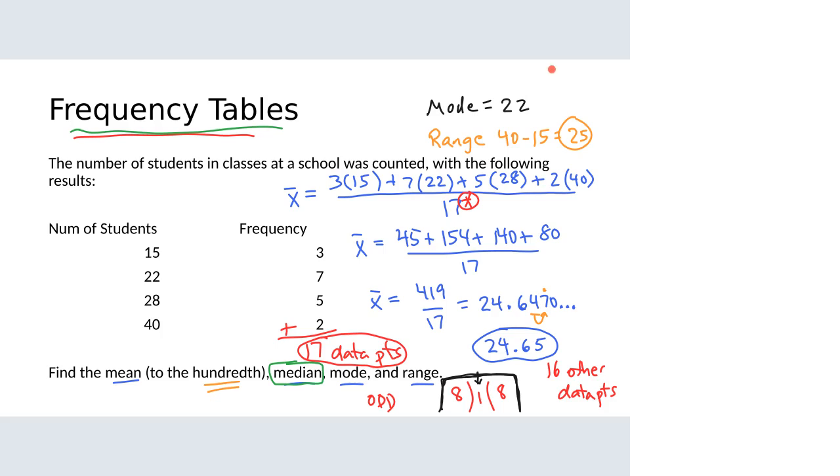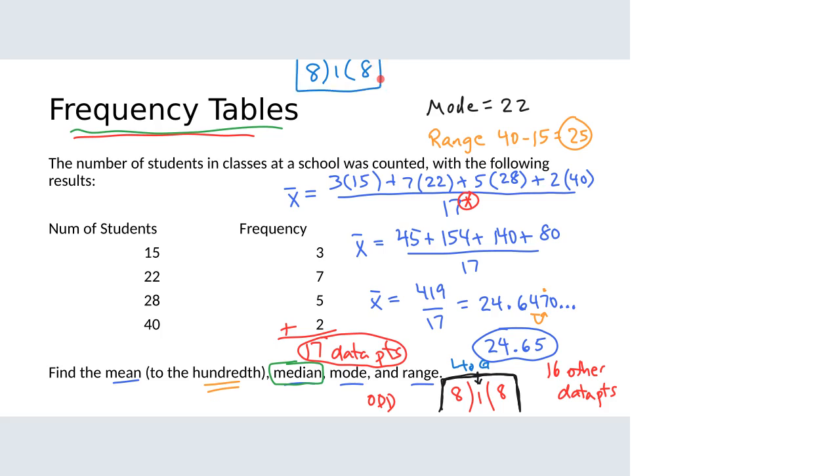All right, so what that means is this. If I have 8 data points that are lower than the median, if I start counting these from least to greatest, and I'm sorry I don't have a lot of space down there, I've kind of boxed myself in a little bit. You know what, I'm going to move that up here. I have 8 data points that are lower, 1 in the middle that's the median, and 8 data points that are higher. So I'm going to put it there.